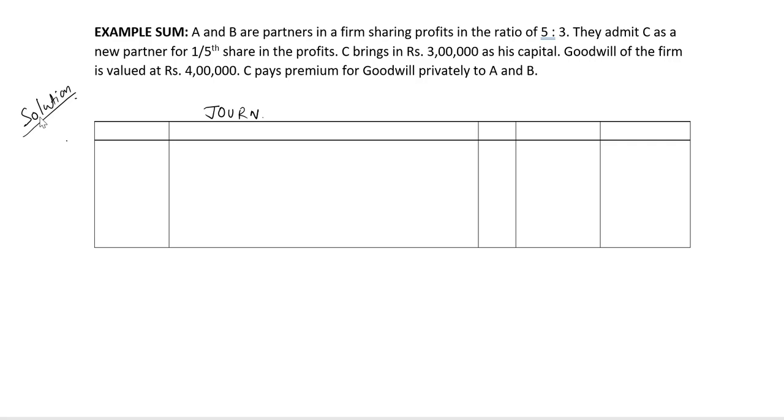So journal, date, particulars, LF number, debit rupees and credit rupees.